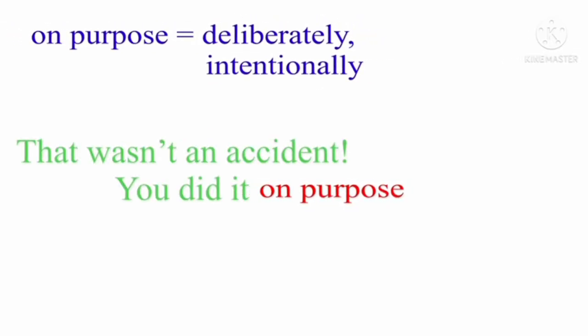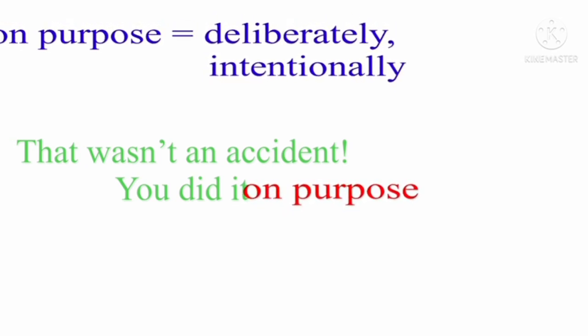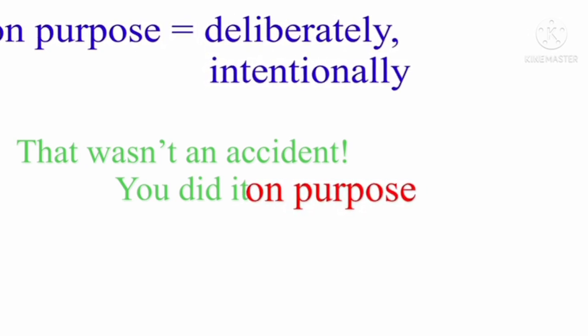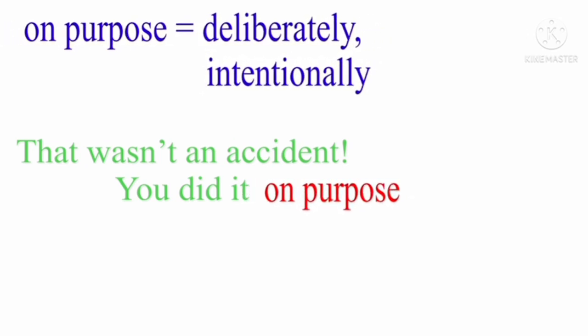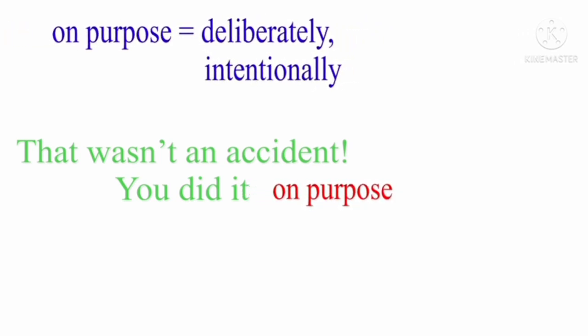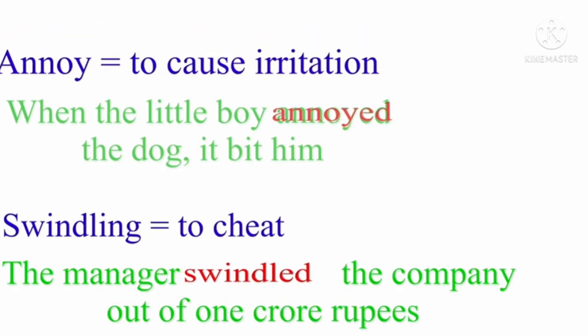Purpose means deliberately, intentionally. One sentence with this word: "That was not an accident, you did it on purpose." Here, annoy means to cause irritation. When the little boy annoyed the dog, it bit him. Here, swindling means to cheat. The manager swindled the company out of 1 crore rupees.